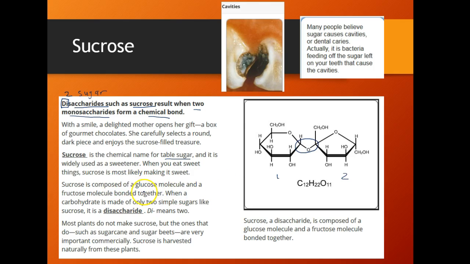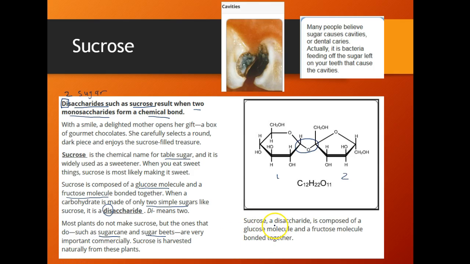Sucrose is actually composed of a glucose molecule and a fructose molecule bonded together. So we have a glucose and a fructose, both monosaccharides, bonded together. When a carbohydrate is only made up of 2 simple sugars, we call it a disaccharide, because di means 2. So most plants actually don't make this sucrose, but the ones that do, such as sugarcane and sugar beets, are very important because that's where we get our table sugar.